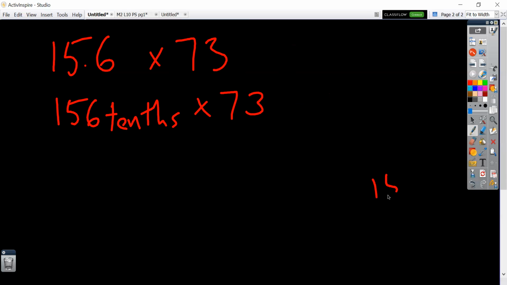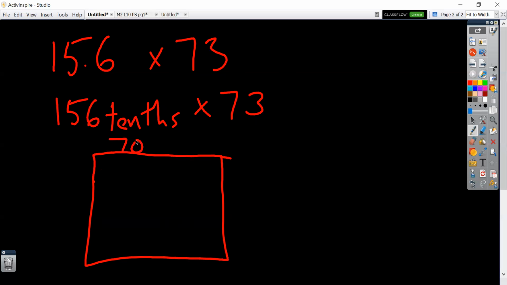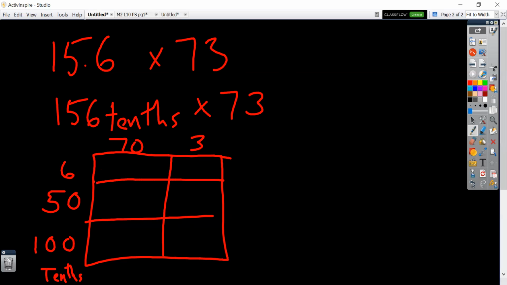Because if I gave you this math problem, just 156 times 73, we're all able to be successful with that, whether we use the area model or standard algorithm. So nothing's changed here except we're talking about a different unit. We're talking about tenths. So let's go ahead and set up our area model real quick. Let's put 73 at the top. And then we'll do 6, 50, and 100 on the side. And remember, these are tenths. So everything inside of our area model is going to be tenths.